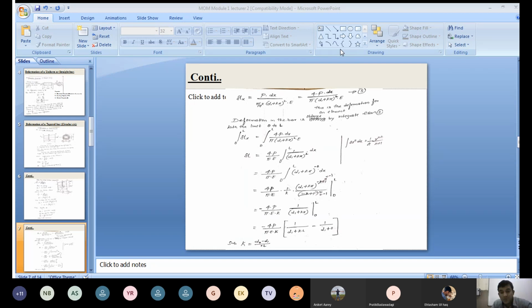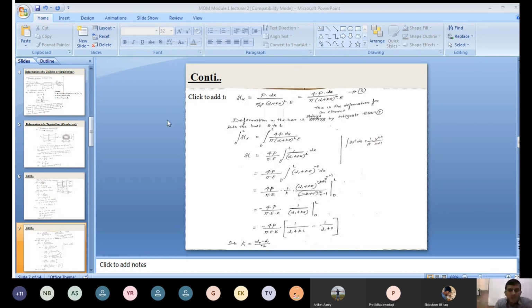Now this is the deformation of what? Deformation of a small element. But what is our aim? Our aim is to determine the deformation of the tapered bar throughout the length of the tapered bar. Then what will we do? We will integrate that equation. Integrate equation 3 with respect to which limit? What is the variable here? Length is the variable. X varies from 0 to L. Now we will integrate equation 3 with the limit 0 to L.